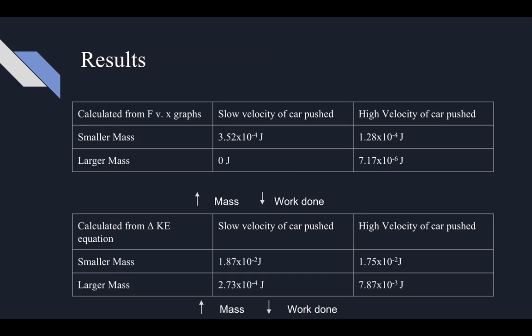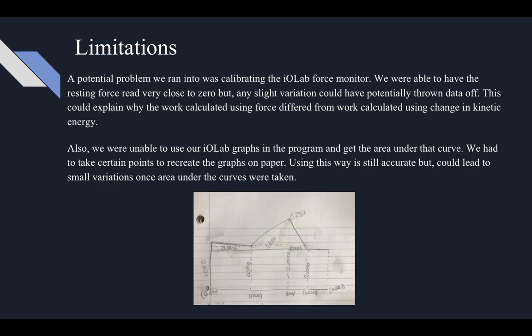The values calculated from the two equations were similar, but not very close. Overall, you see a trend that with increasing mass, the work done on the object decreases. The potential problem we ran into was calibrating the IOLab force monitor. We wanted this to be as close to 0 as possible. With a slight variation, it could have potentially thrown off our data.